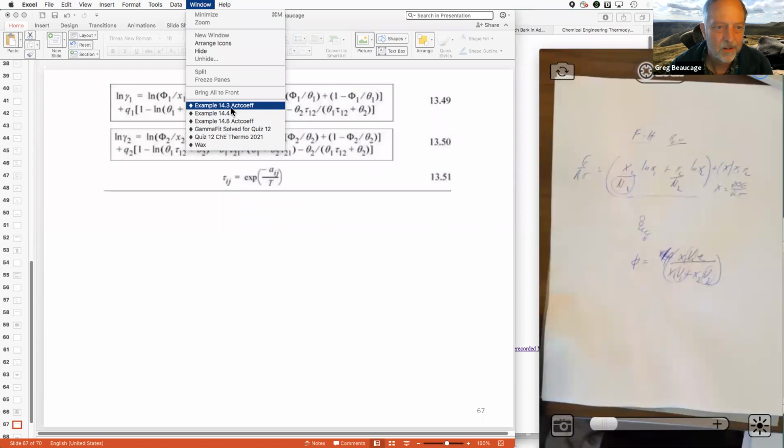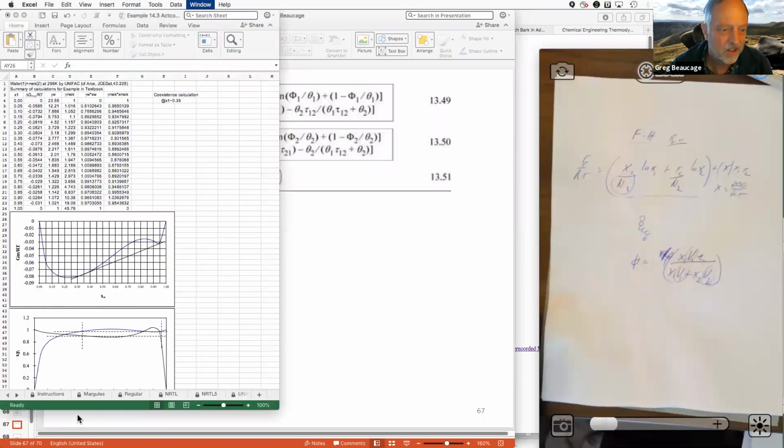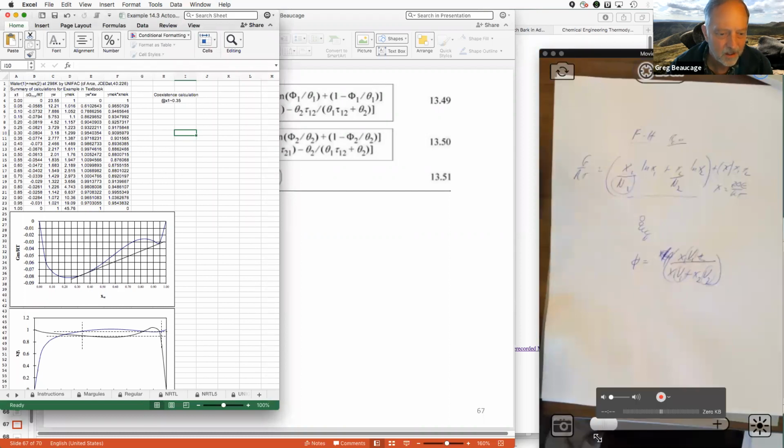So like 14.3 activity coefficient files. You can see it's got all the models at the bottom. See if that will expand for me. I asked it to. So it's got NRTL. That's one from that paper. So NRTL and NRTL5. It's got Margules, which we've already dealt with. It's got UNIFAC, UNIQUAC. It's got all the models in it.